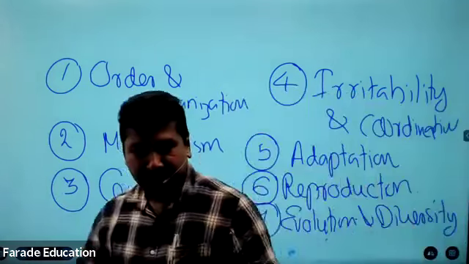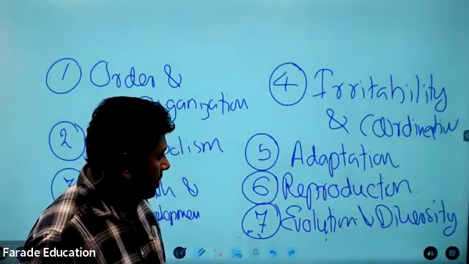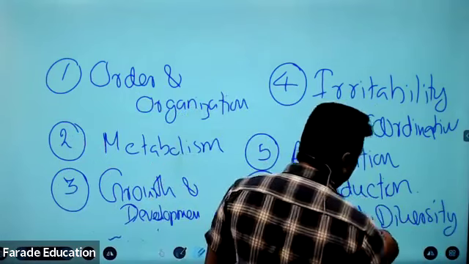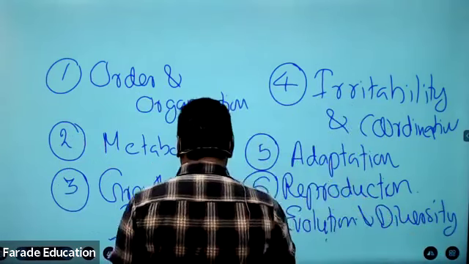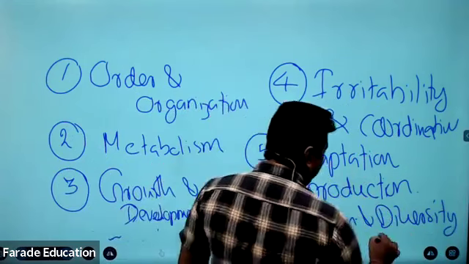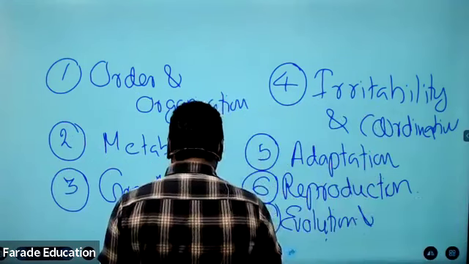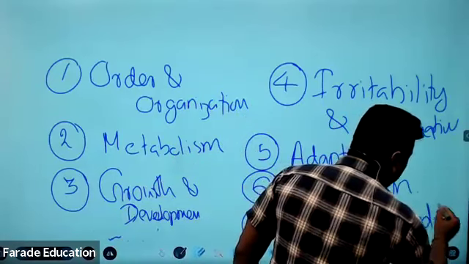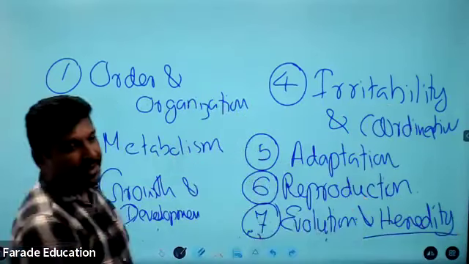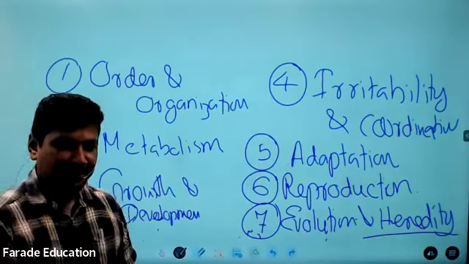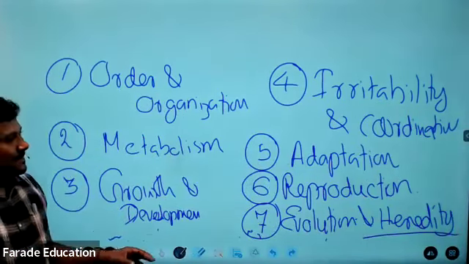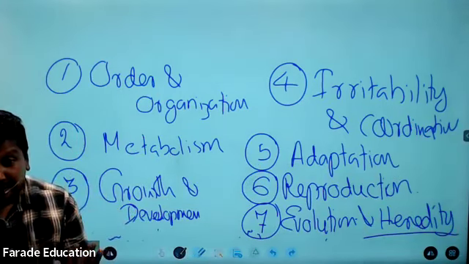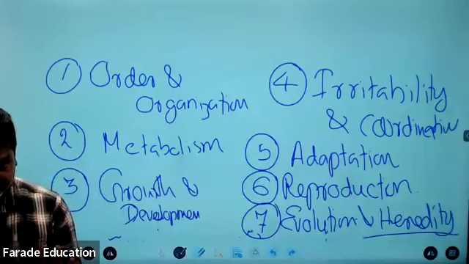Evolution and heredity, sorry. Evolution and heredity. That is how these genes give the features. So these are the 7 features of life.